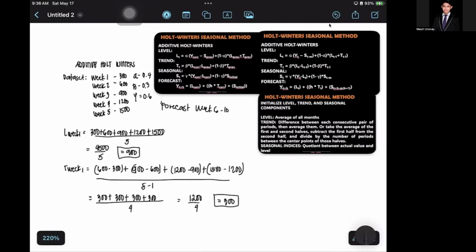So what will happen here then? So seasonality initialization.